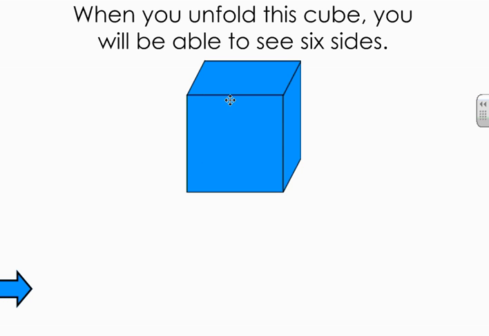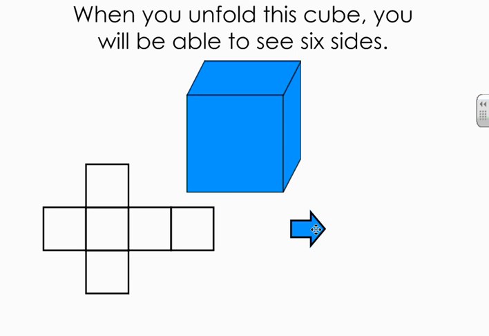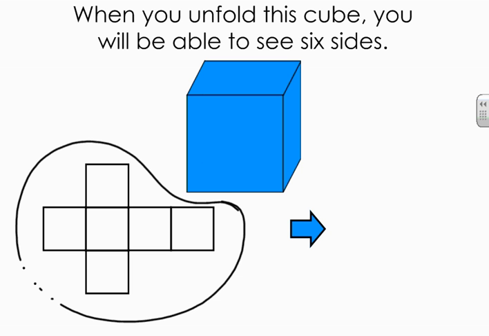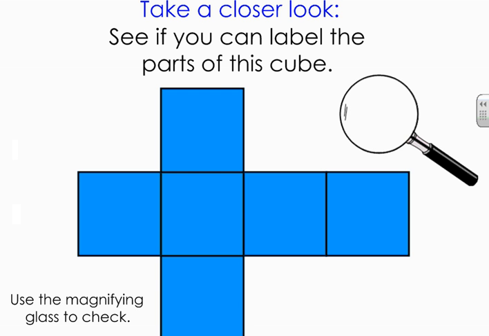So it'd be kind of like taking scissors and cutting along these lines and unfolding it. When you unfold the cube, you can see that by cutting along the up and down lines and folding them flat and opening them up, this is what it would look like. This right here is called the net. So this shape here is called a net.